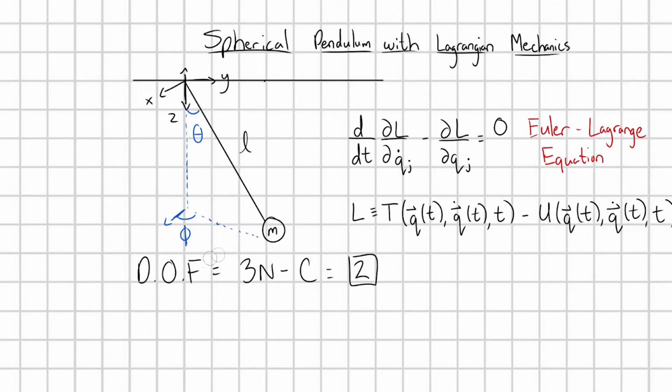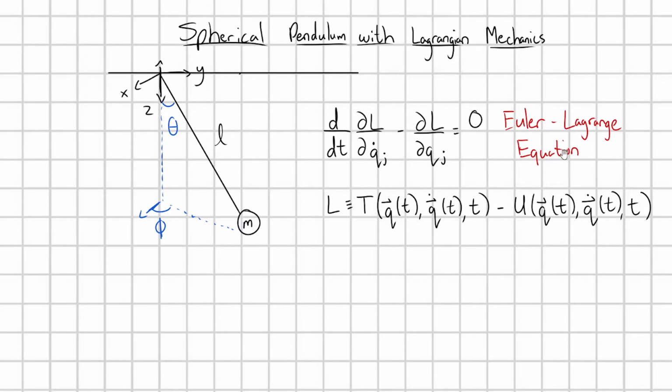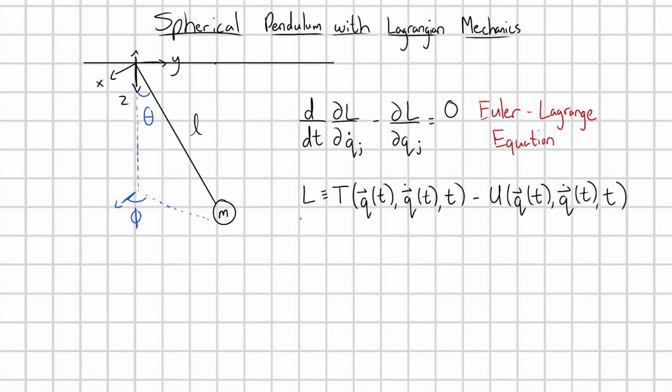Alright, so we've got our coordinates. We don't need the degrees of freedom anymore. We know that our number of chosen coordinates matches up with our degrees of freedom. Perfect. So in order to find our equations of motion, we need to define our Lagrangian first, as always, right? Our kinetic energy minus our potential energy as a function of these coordinates.